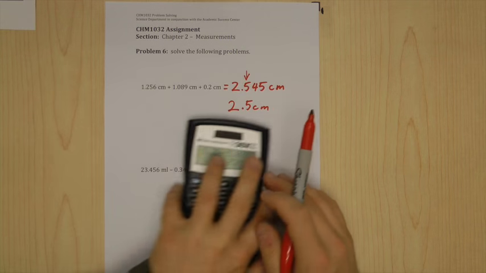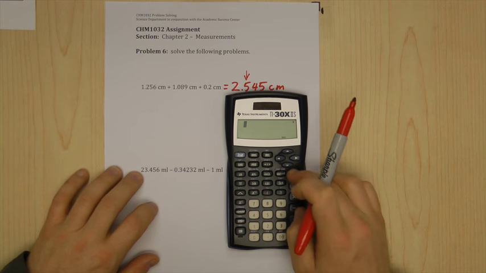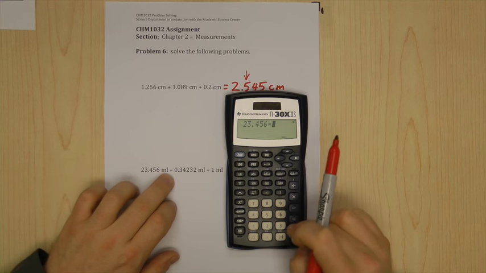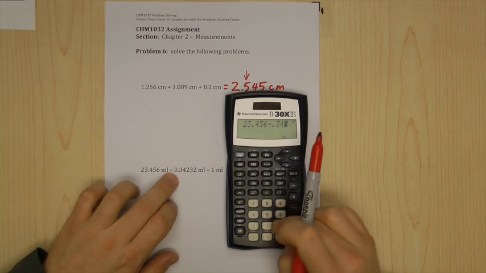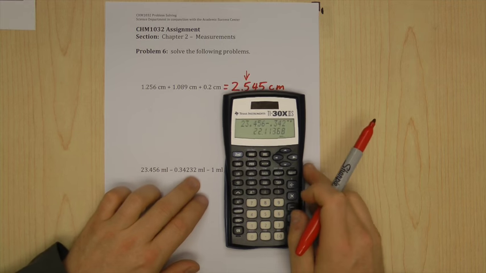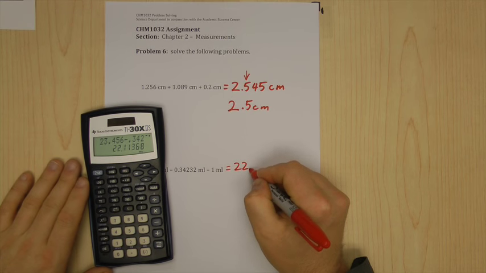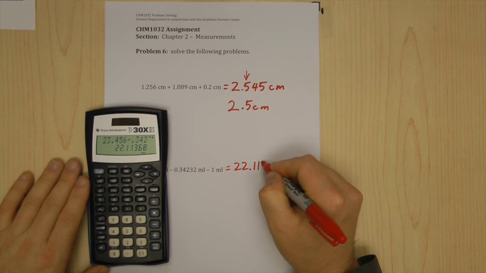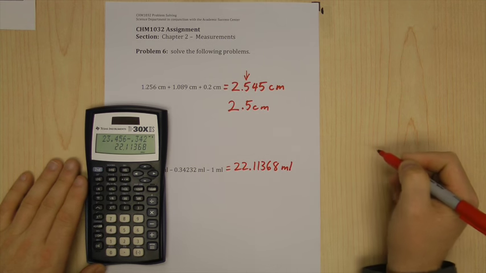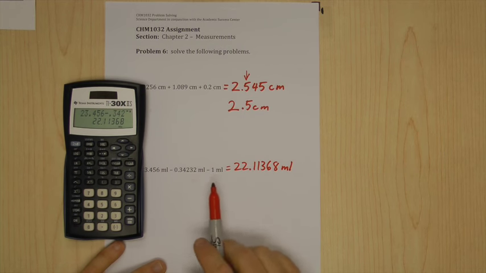Okay? So let's take the calculator out. Start typing in some numbers. 23.456 minus 0.34232 minus 1 equals. So the calculator tells us 22.11368 milliliters.